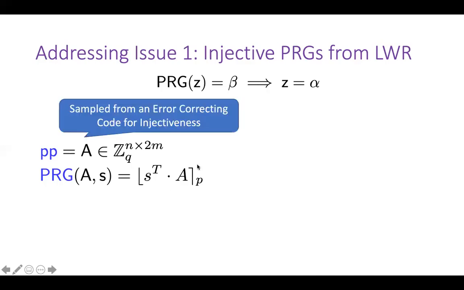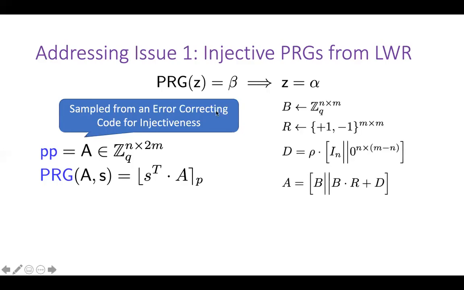And now to make the PRG injective, instead of sampling A from a uniform distribution, we sample A from some kind of error correcting code, which means that when you consider the values of S1 times A and S2 times A for any S1 and S2, they are far from each other, so that even when you scale down the modulus, they don't collide.